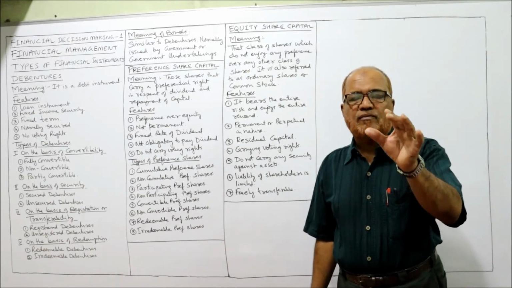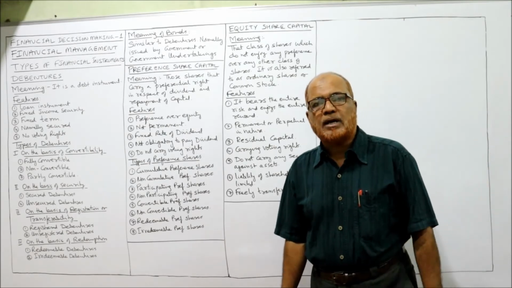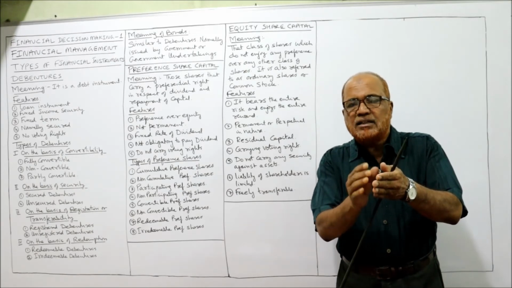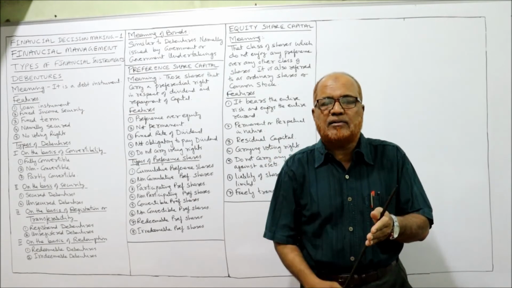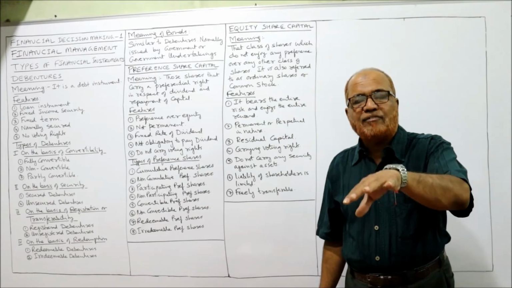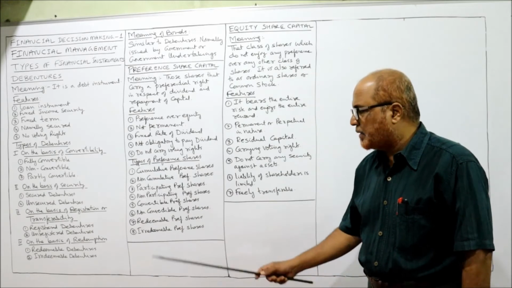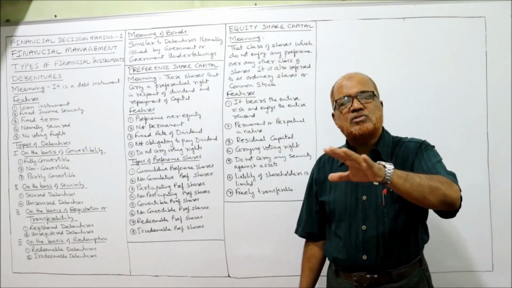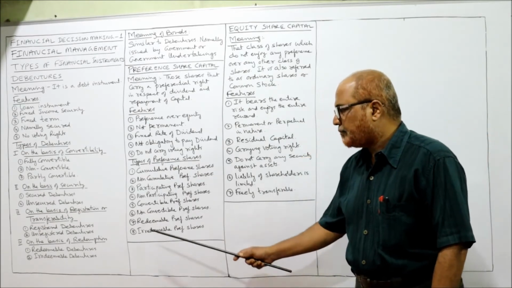Those preference shares which have the right of converting into equity shares. Sometimes a company will issue preference shares in which it is already stated that these preference shares will get converted into equity shares after a period of 10 years. Example: till 10 years it will be preference shares. After 10 years the preference shares can be converted into equity shares. These are called convertible preference shares. Non-convertible, the name itself is clear. The preference shares will always remain preference. They will never be converted into equity.